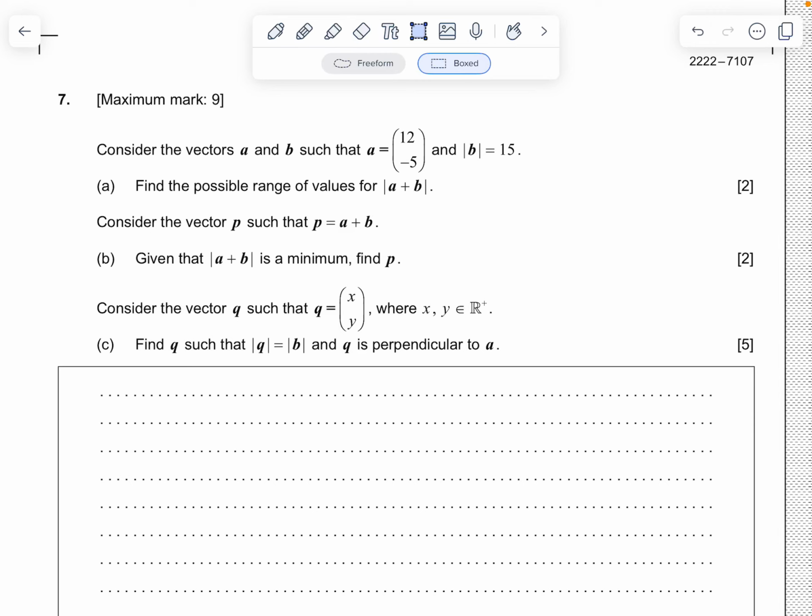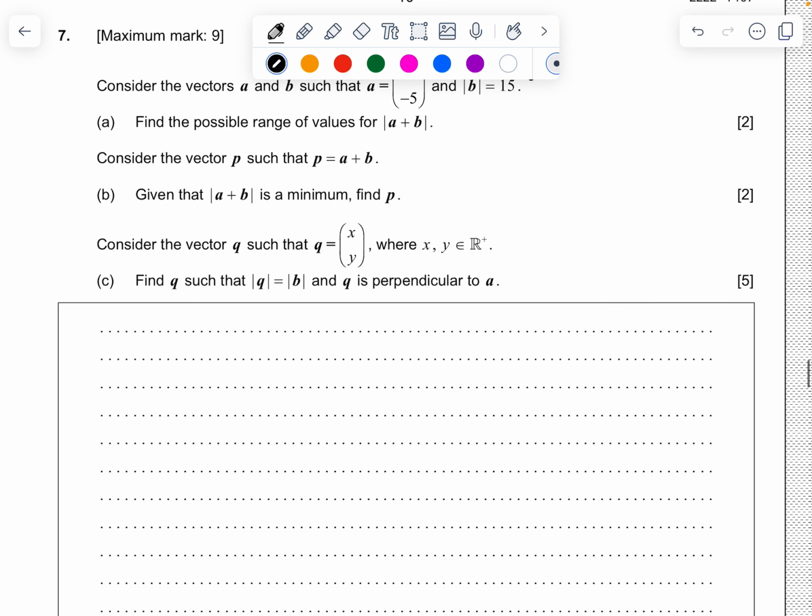So welcome, this is IBDP AAHL TZ2 paper 2 question number 7 for May-June 2022. Consider the vectors A and B. Vector A has been given as (12, -5), vector B has magnitude 15. Find the possible range of values of the absolute value of A plus B.